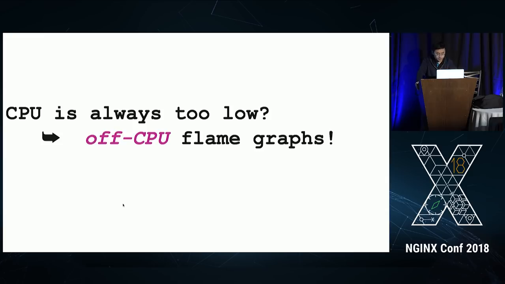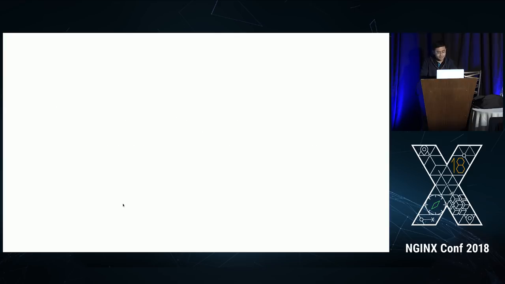So what if CPU usage is too low? We can use off-CPU flame graphs. So there's the opposite side of the world: when the process is actually sleeping, not doing anything, like waiting for a lock or waiting for some IO event.